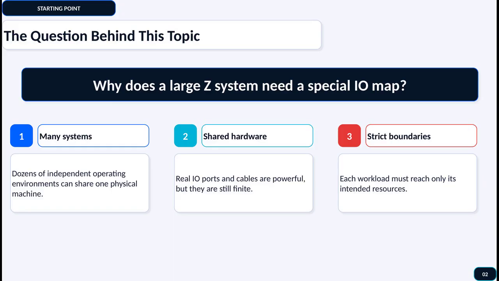Now the challenge becomes more serious. Who is allowed to reach which storage? Who can use which path? Which resources are shared, and which must stay private? The IOCDS exists because this environment is too important and too large to depend on guessing or automatic discovery.